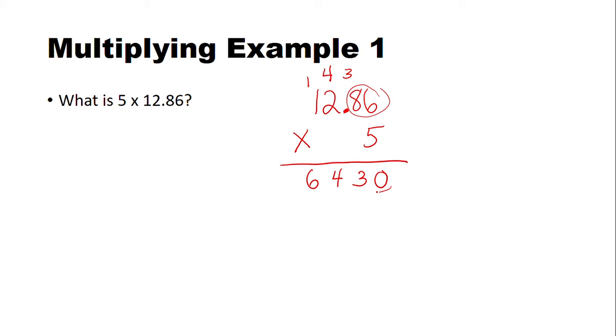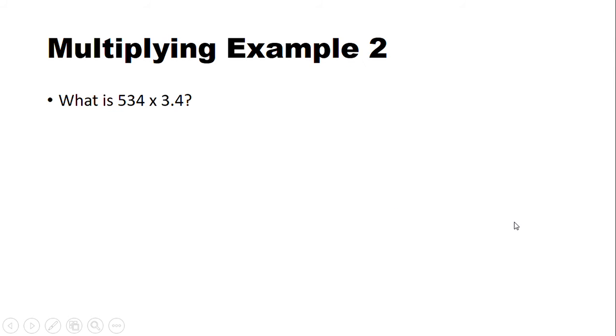So we're going to move that decimal 2 places to the left, and our answer will be 64.30. And it's always a good idea to look back and say, well, what would 5 just times 12 be? And 5 times 12 is 60. And so if we have 64.3, that's pretty close. So I would say that's a good answer, and I'm pretty confident that that is the right answer. Let's try another example.